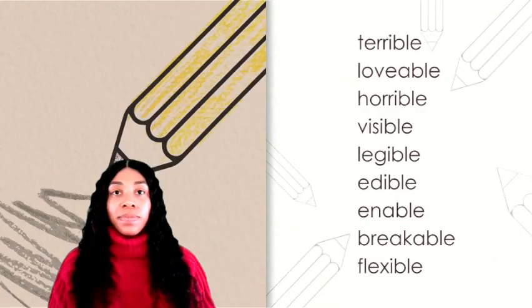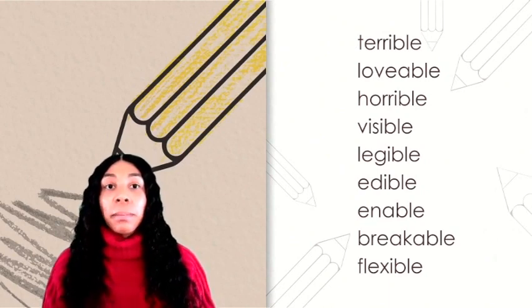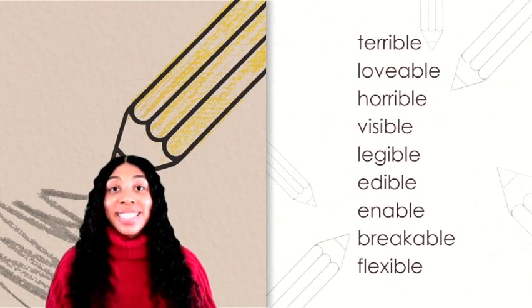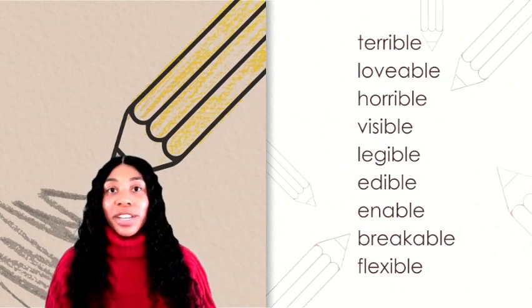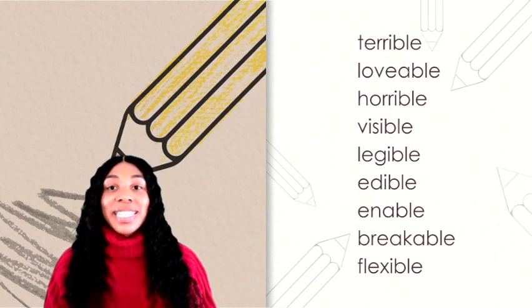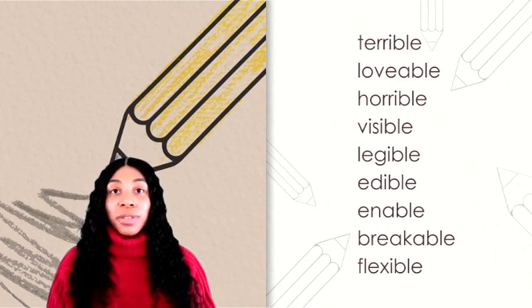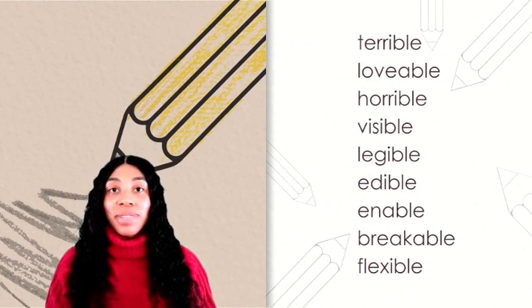Writing. For our last activity, let's use words that have the bull sound at the end to write a silly sentence. Here are some words that you can use, starting from the top. We have terrible, lovable, horrible, visible, legible, edible, enable, breakable, flexible.